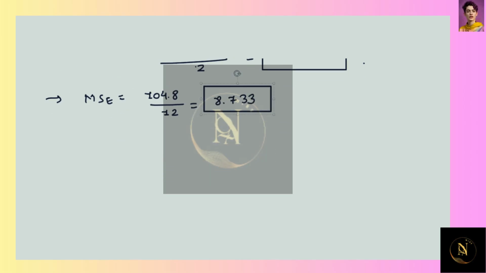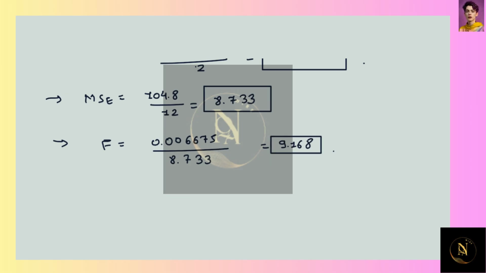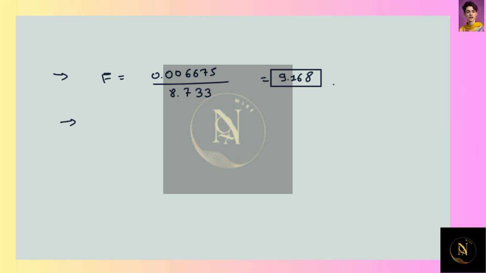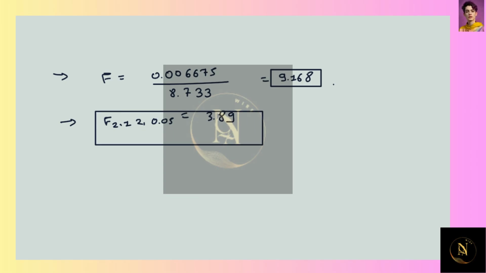Now again, F is equal to 80.06675 divided by 8.733. We simplify and the answer is 9.168. Here we write the final answer: F critical at 0.05 is equal to 3.89. So this is the answer.